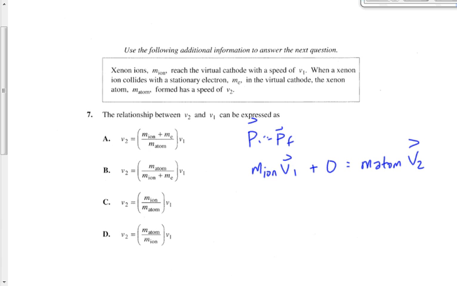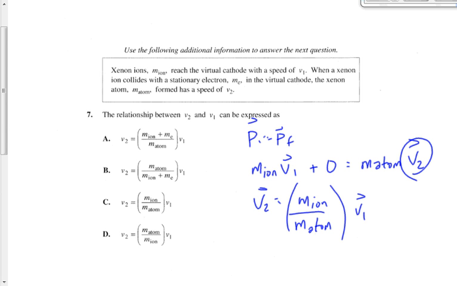Now, if it was my choice, the notation that I would use for this question, M1 V1I plus M2 V2I equals MVF. But it's not my choice. They tell me what V1 is and what V2 is and what subscript I should put beside the mass of the ion and so on. Okay, no big deal. We're going to end up solving for V2 here. When we do, the mass of the atom goes over by dividing, and I get M ion divided by M atom times V1. So the answer for this one would be C.